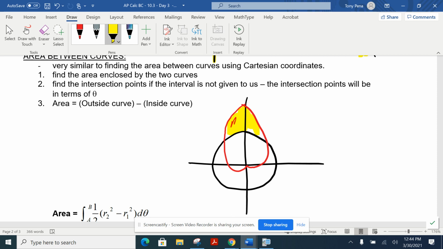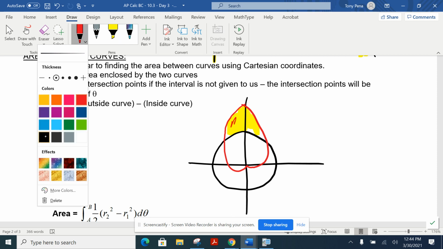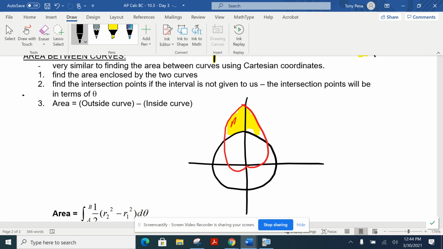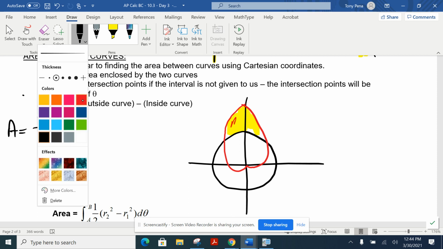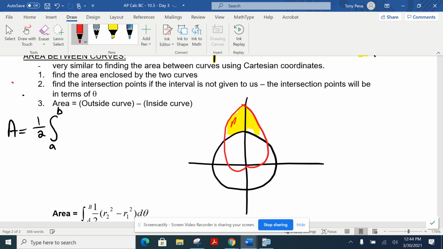Now, while it is similar to something that we've done in the past, there are some differences. This option is going to look very similar to what we have done in the past. What we really want to be doing is finding the area of the big polar curve. So we're going to say from A to B, 1/2 r squared. Let me do this one in red, because isn't the red one the bigger value? It's the top curve. So I'm going to do r squared and then times our d theta.